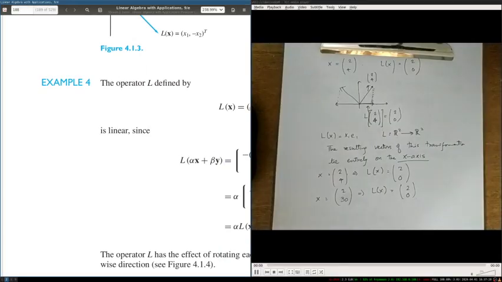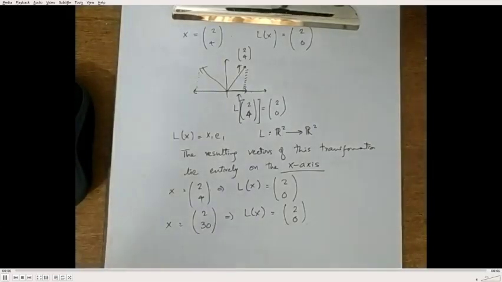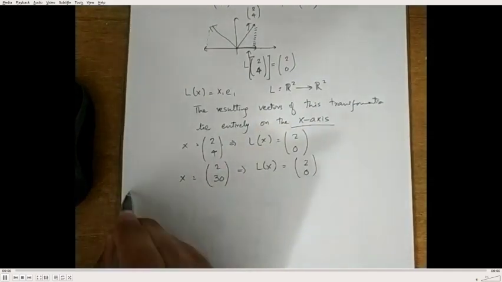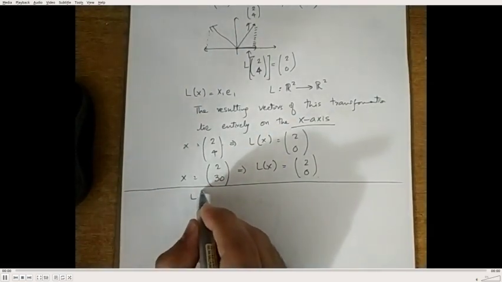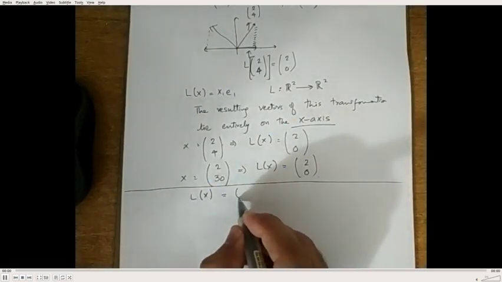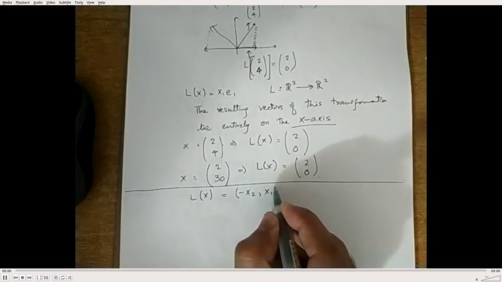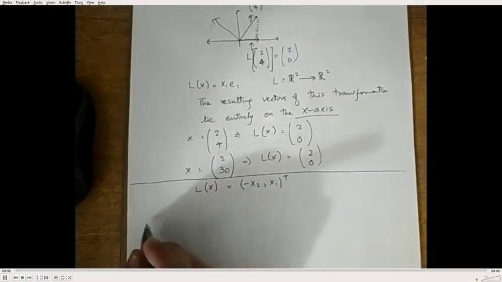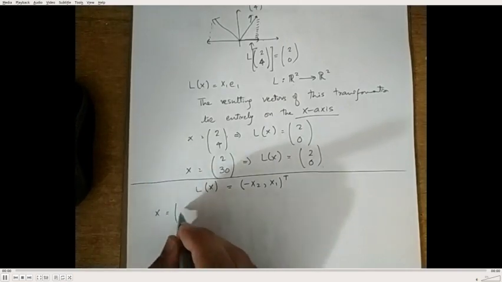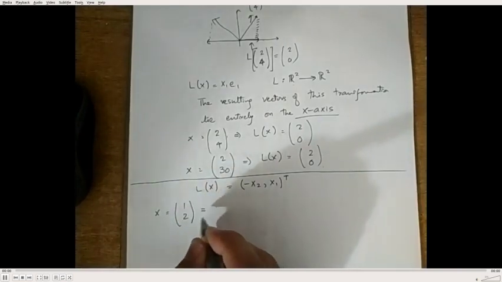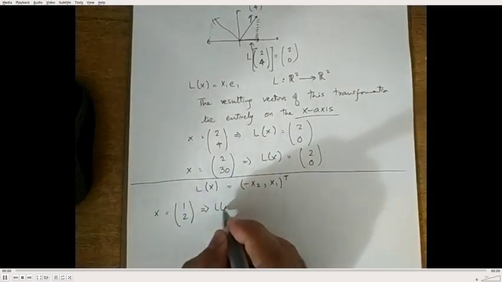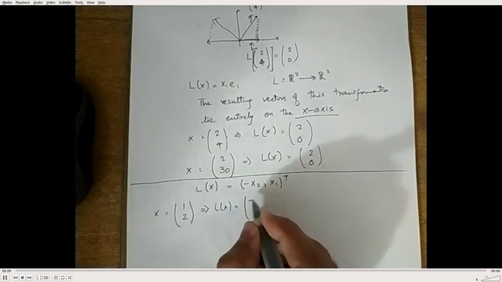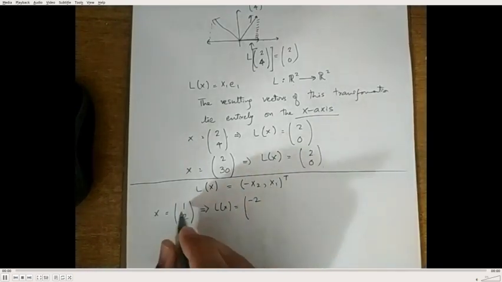So let's try this out to see what's exactly going on. And so L of x is simply minus x2 and x1 transpose. So let's try a few examples. If x is equal to 1, 2, it gets mapped onto the output L. L of x is simply minus of x2, which is 2, minus 2, and x1, which is 1.